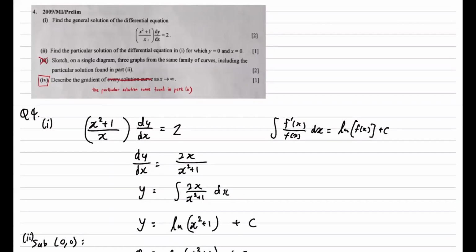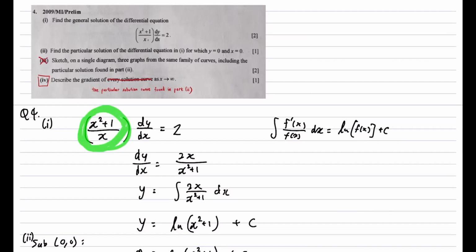Okay, so question 4, part 1. Find the general solution of the differential equation (x squared plus 1) over x times dy by dx equals 2. Please ignore this dot there. So what you want to do is solve for y. And if you notice, this (x squared plus 1) over x is just a function of x. It's not a function of y.